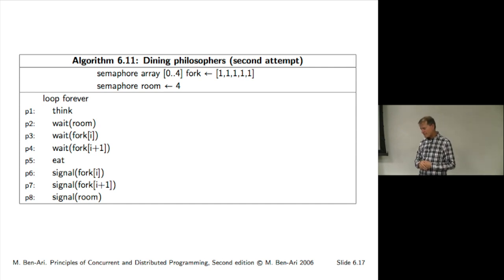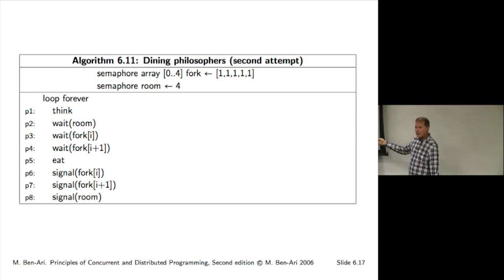Now, here is the dining philosophers' second attempt. And now we have a semaphore array, fork[0..4], initialized to 1, 1, 1, 1, 1. And now we have another semaphore, room. And what's it initialized to? 4. And so what does that 4 represent? There are 4 seats at the table available, right? And then what do they do? You think outside the room, and then what do they do?